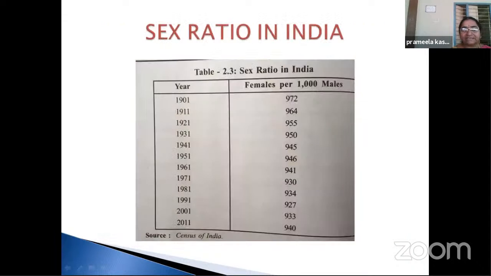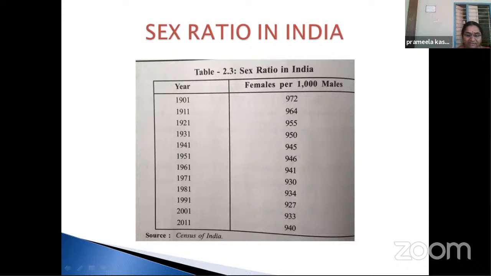So next, if we go to the sex ratio in the Indian economy. Sex ratio means the number of females for 1000 males. In the Indian economy, the sex ratio declined from 972 in 1901 to 940 in the year 2011. That means the availability of females for 1000 males declined between 1901 and 2011. For example, it was 972 in 1901, 946 in 1951, and 927 in 1991.